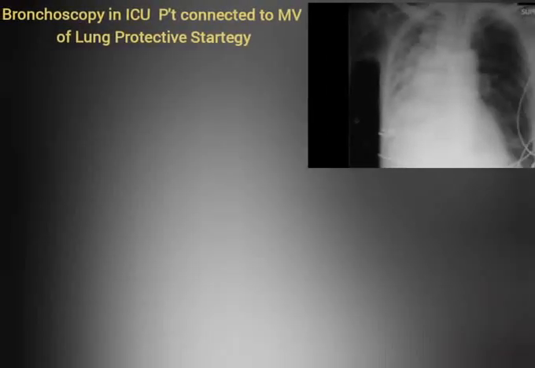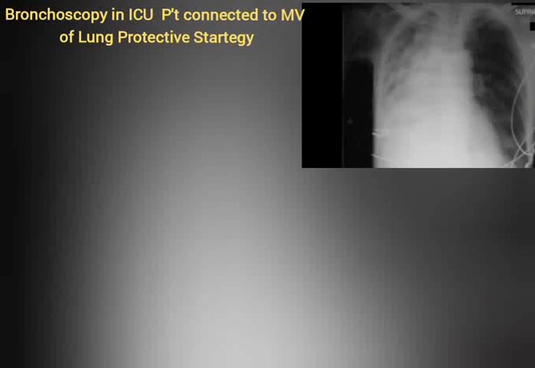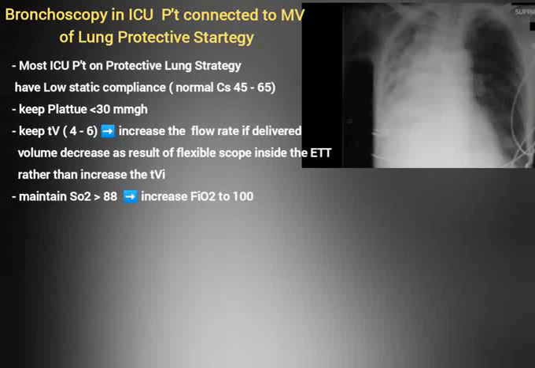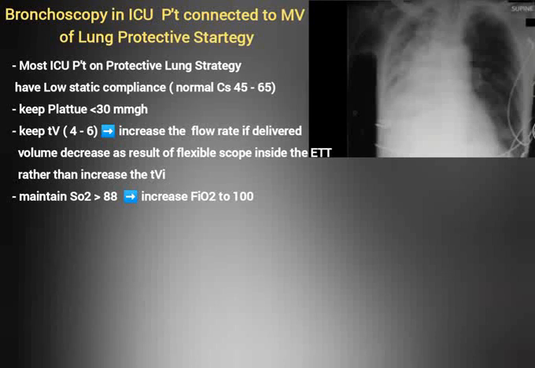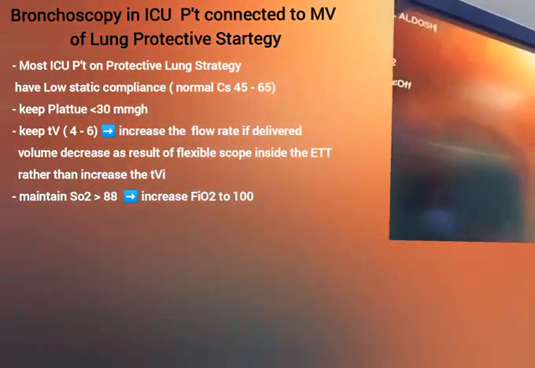Bronchoscopy in the respiratory intensive care unit. Bronchoscopy in an ICU patient connected to mechanical ventilation with a lung protective strategy. Most ICU patients on a protective lung strategy have low static lung compliance. The normal static lung compliance is between 45 and 65. The aim is to keep the plateau pressure less than 30 mm mercury and keep the tidal volume between 4 to 6 ml per kg.